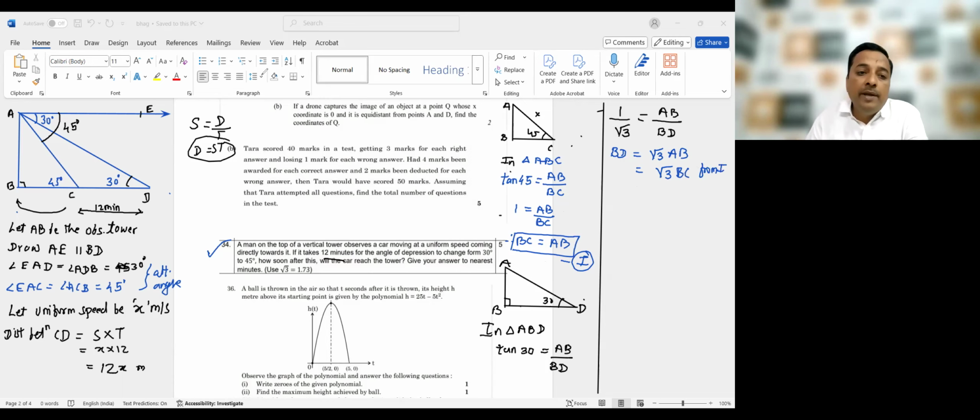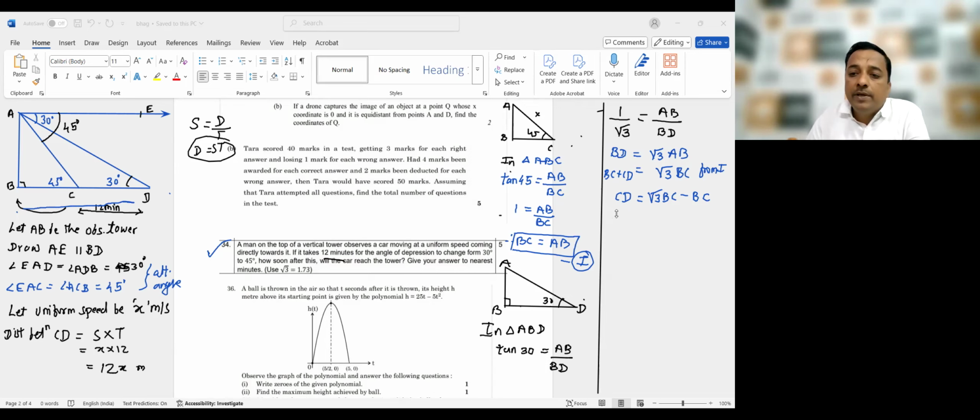And if you observe the main diagram, जो original diagram देखोगे उसमें BD है, तो BD is divided into two parts, BC plus CD, correct? So in the place of this, we can write BC plus CD. Okay? So just shift BC one side. So CD is equal to root 3 BC minus BC. Okay? So we have to find CD.